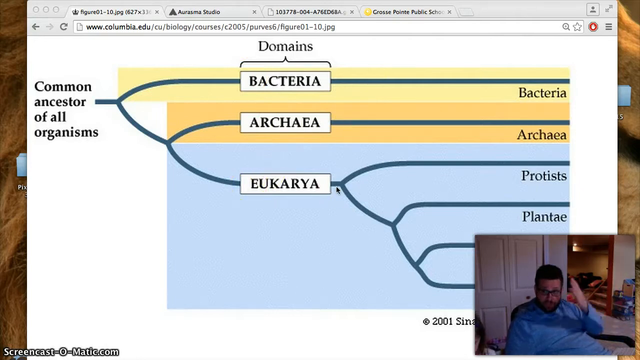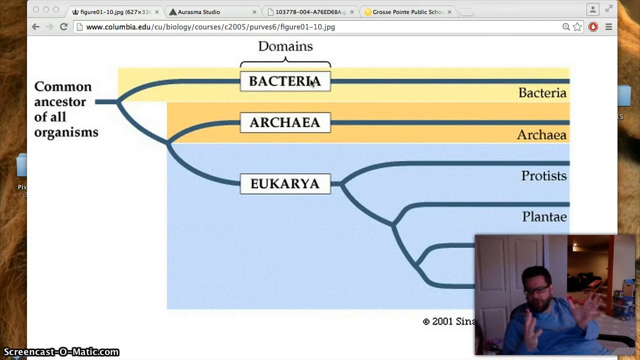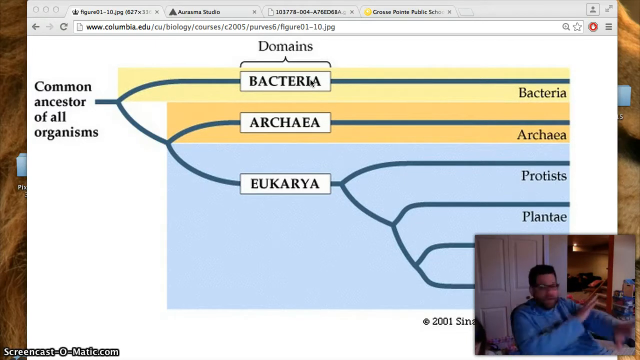Now let me just make sure I'm really clear about this. Bacteria is what you think of when you think of bacteria. The stuff that makes you sick: E. coli, streptococcus, pneumococcus. But also the good bacteria, the stuff that exists in your gut to help you digest your food properly, the stuff that naturally exists on your skin to, believe it or not, keep you from getting other types of infections. That's the bacteria.